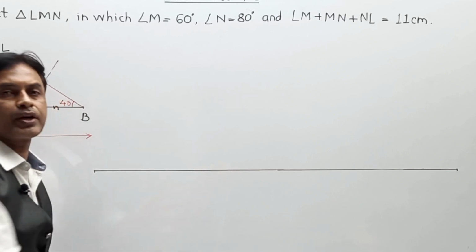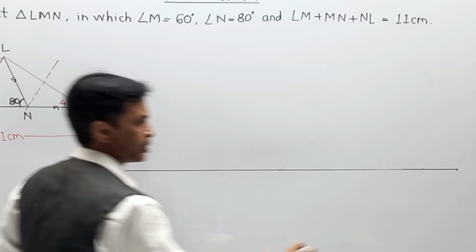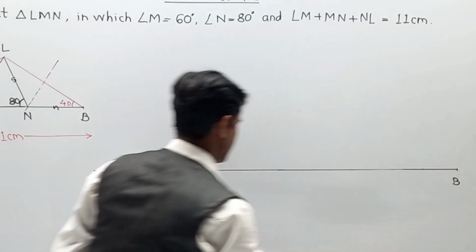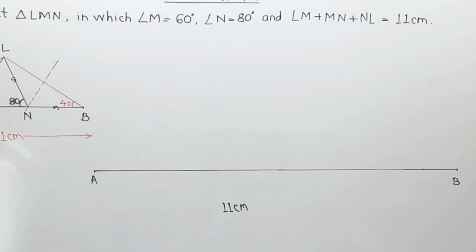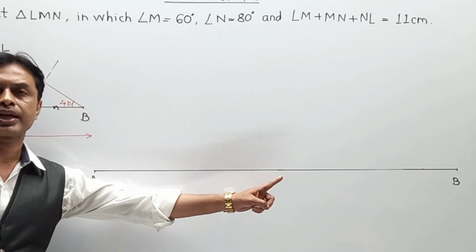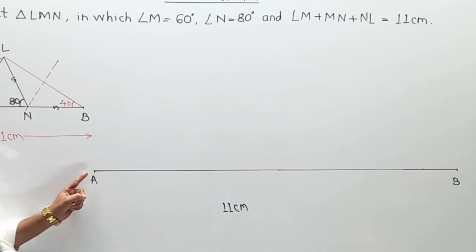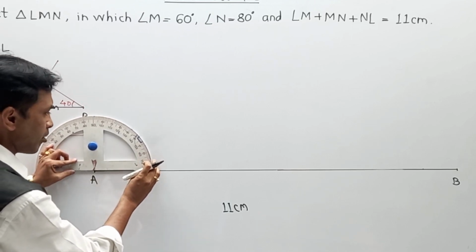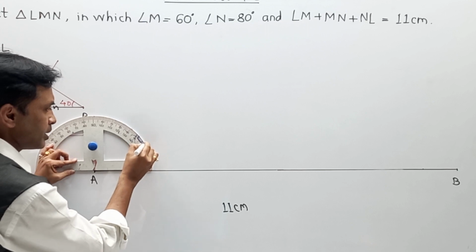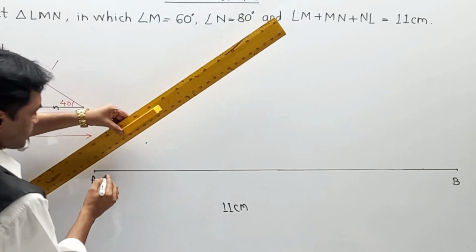Now, first of all, we have drawn a segment, and the name of this segment is AB. Its total length is 11 centimeter. This AB is of 11 centimeter. So we have drawn the first horizontal line AB of length 11 centimeter. Next, from point A, we have to take an angle of 30 degree. So 10, 20, 30. So your angle is of 30 degree. With the help of 30 degree, we are going to draw the first line over here.